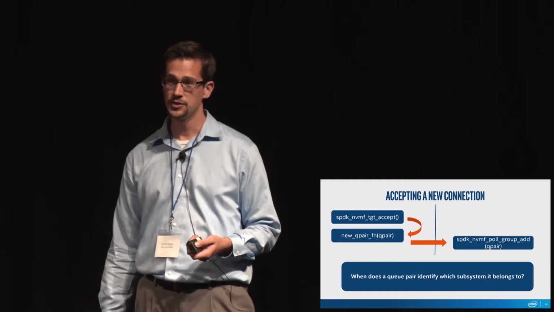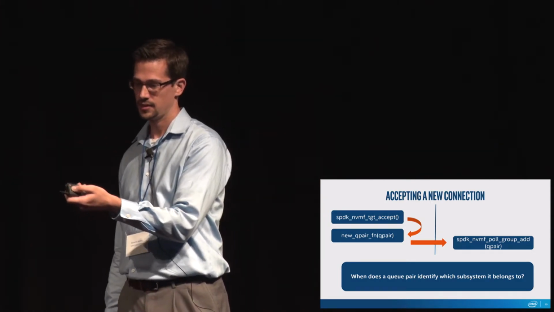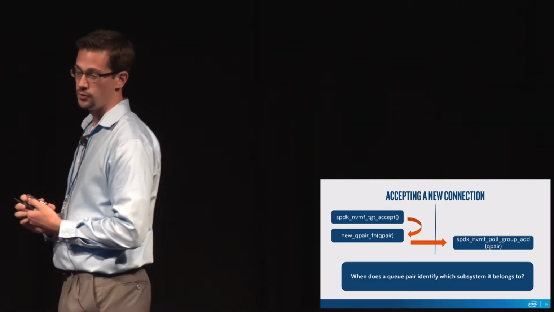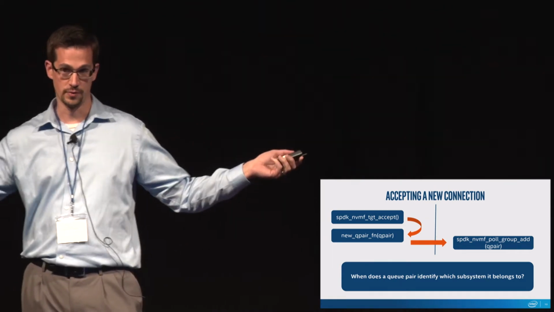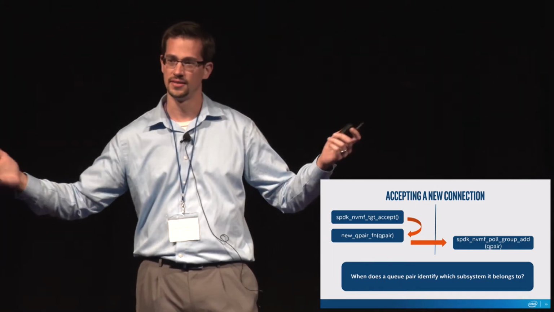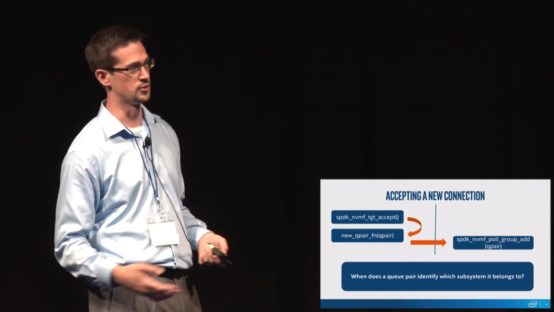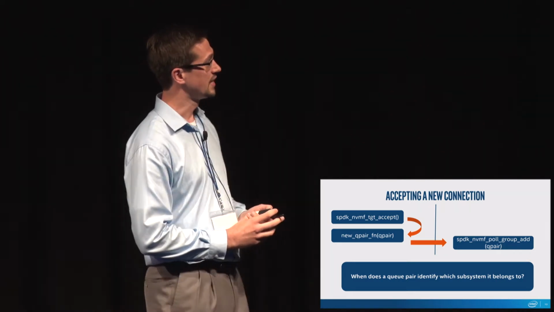There are a couple of things you know. You know what IP and port it came in on. You know the state of the whole system in terms of other connections, so you can load balance. You could assign it to the poll group with the fewest number of connections or the least busy connections or something. But that's basically it.